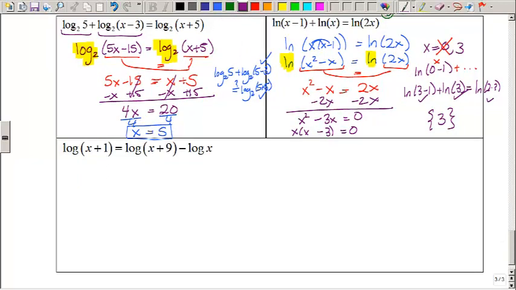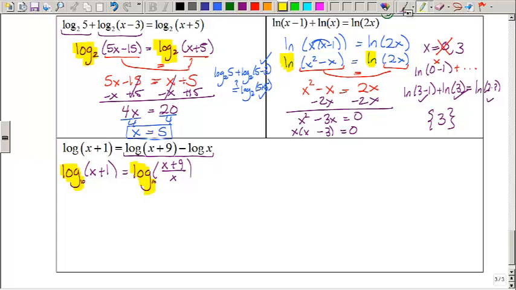For our last example, we have one log on the left-hand side, but two logs on the right. So I'm going to take the two logs on the right and condense them down to a single logarithm by using the quotient rule. Because we're subtracting, we get to divide the arguments, or take the quotient of the two arguments. So we have log base 10 of x plus 1 equals log base 10 of (x plus 9) over x. You don't really have to write the base 10, but I'm just trying to emphasize that the bases are the same. I have log equals log.